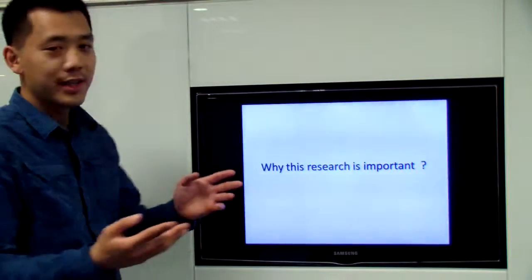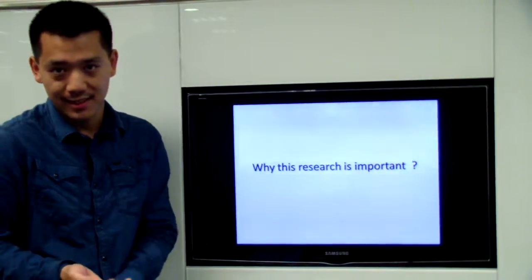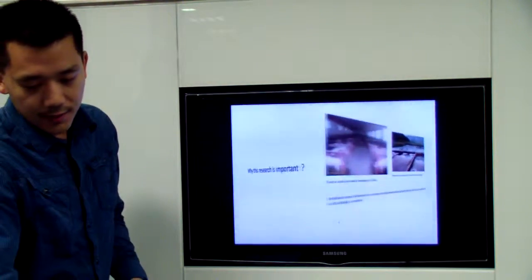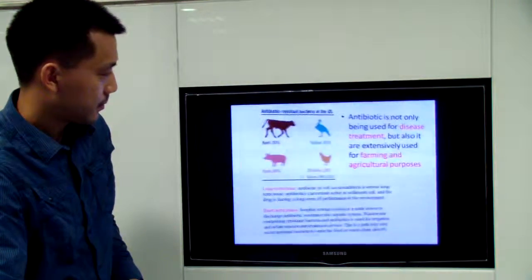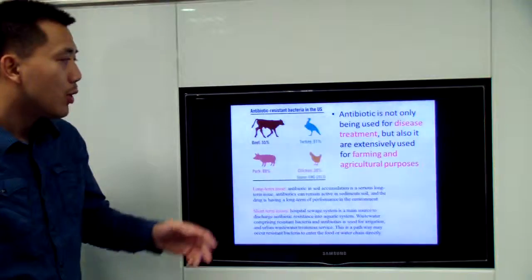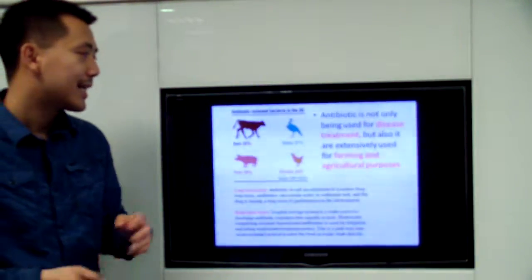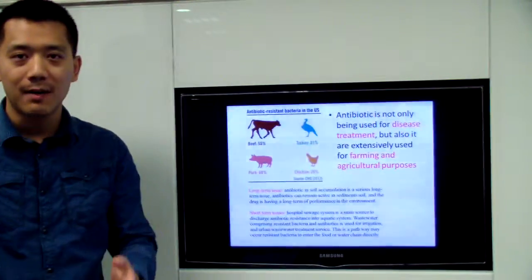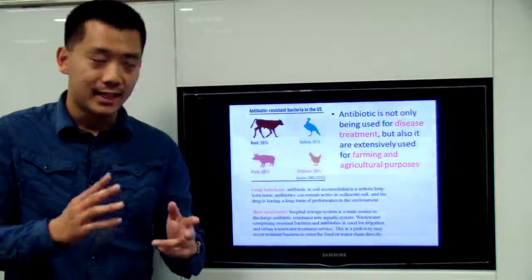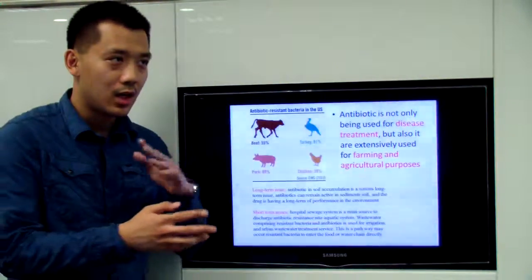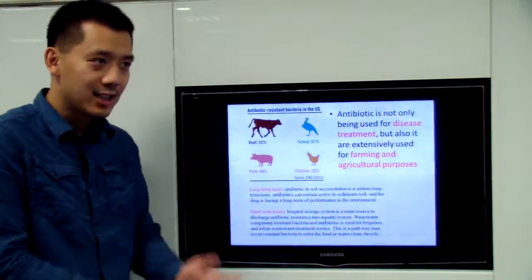So the question is: why is this research important? Why did I select this research? Antibiotics are not only used for disease treatment, but also extensively used for farming and agriculture purposes. I can divide it into long-term and short-term issues, and direct and indirect reasons.